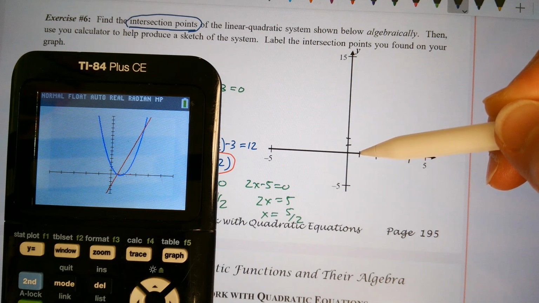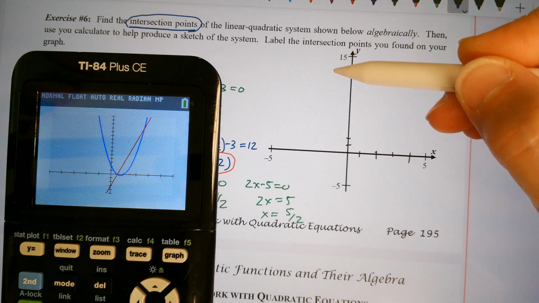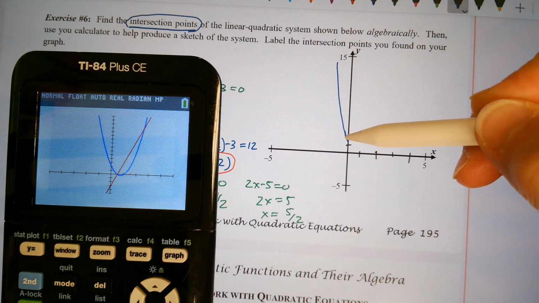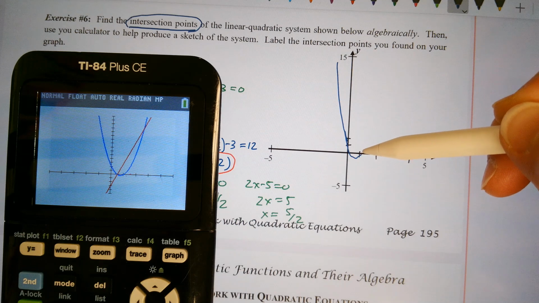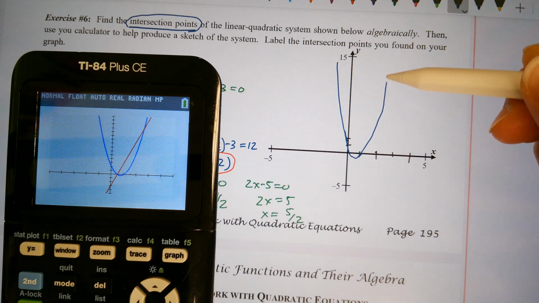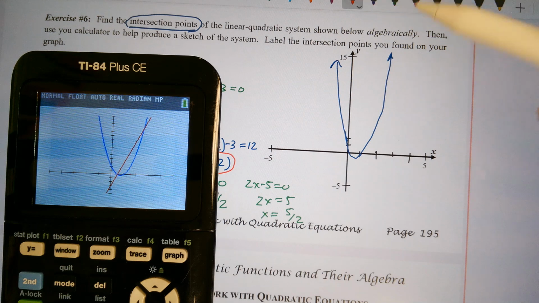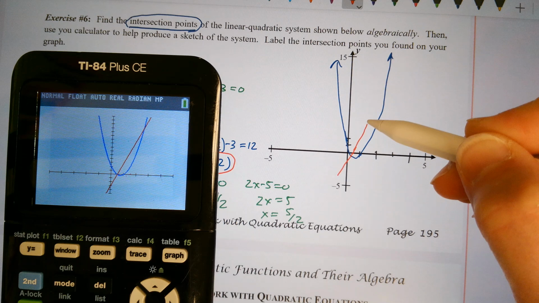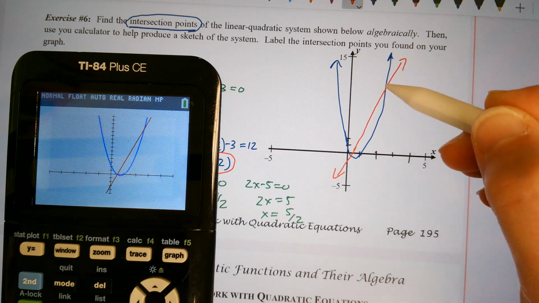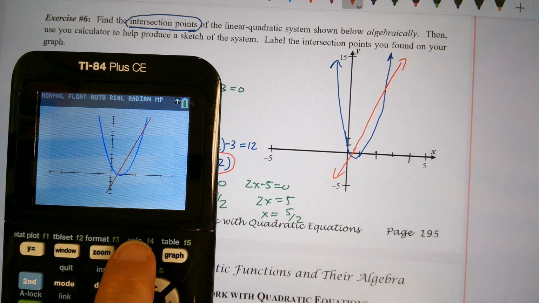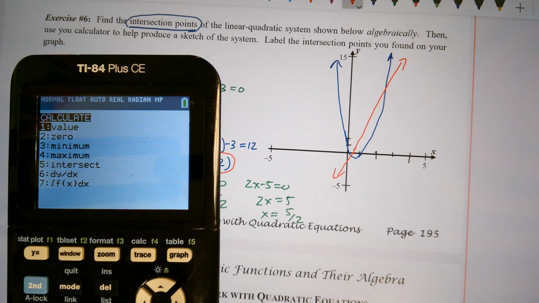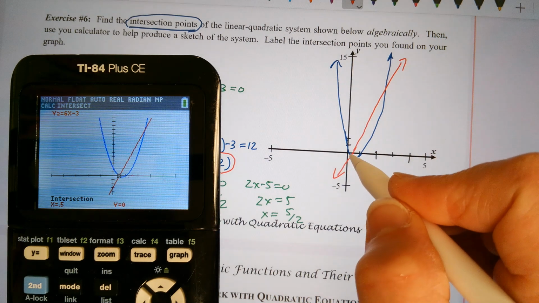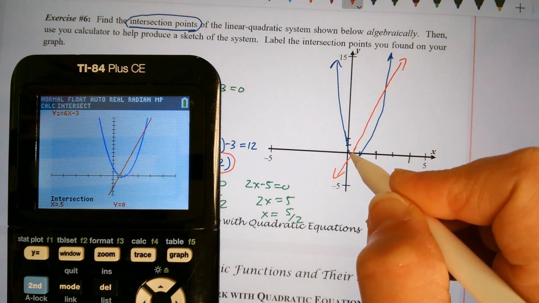I'm just going to do my best at kind of eyeballing this. If I wasn't so rushed, I'd have a much nicer graph. Alright, and then just quickly second trace number 5. Enter, enter, enter. There we have 0.5, 0. It's supposed to be here.